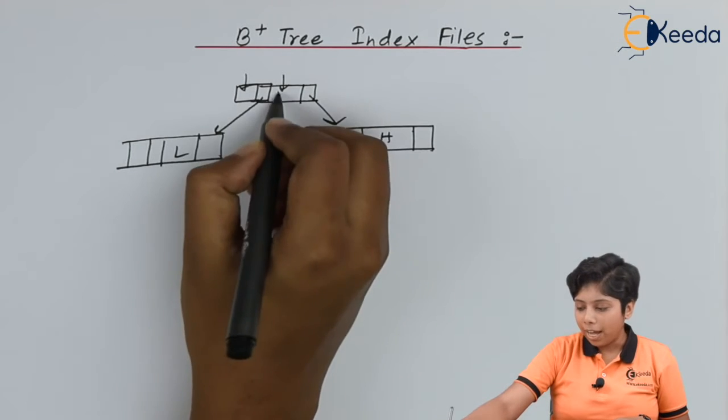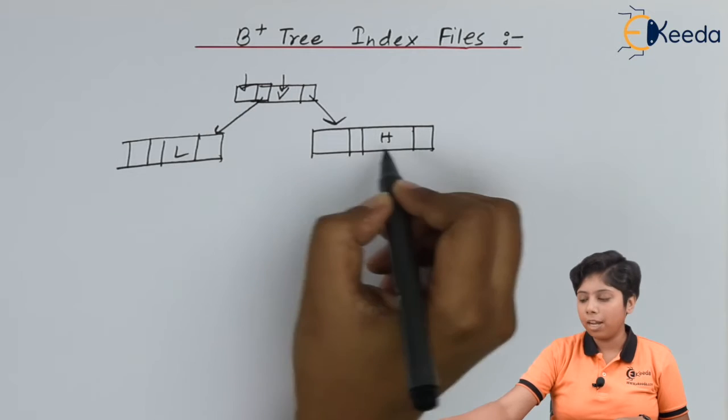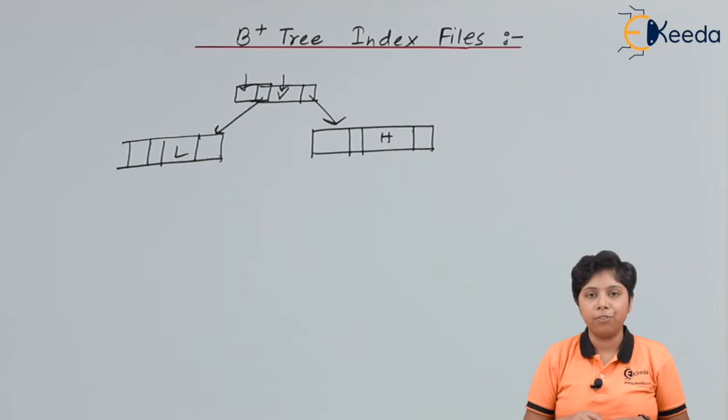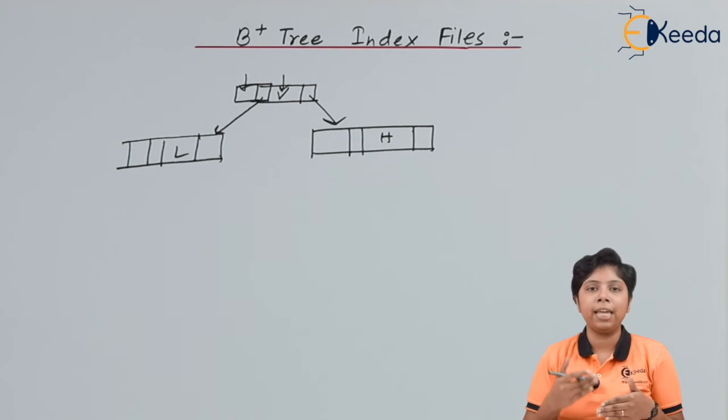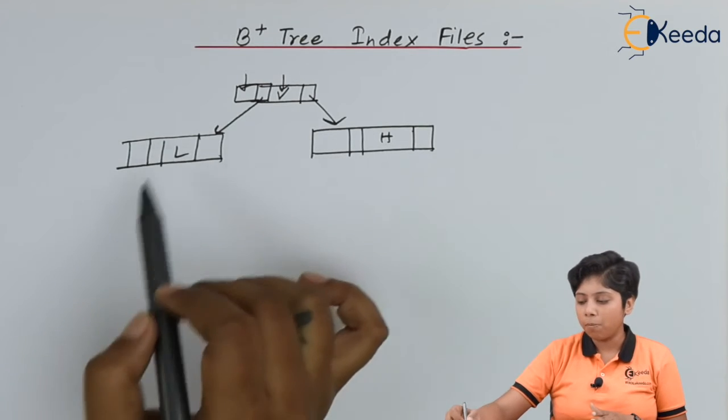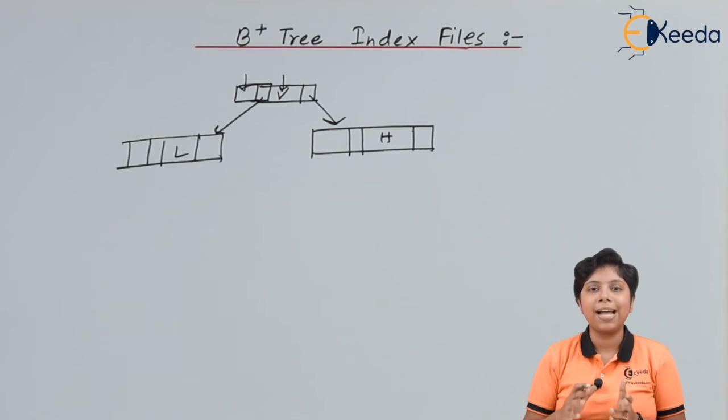Now, if it is a value, then L denotes the lower value and H denotes the higher value. What happens if we are not following a numerical order? If it is on an alphabetical basis, then we follow the same way, like A precedes or is lower than B, and C succeeds or is greater than B. So we will form our B plus tree as an index file in DBMS.